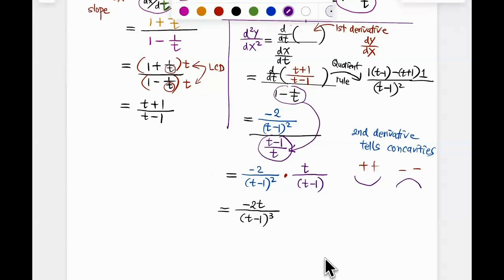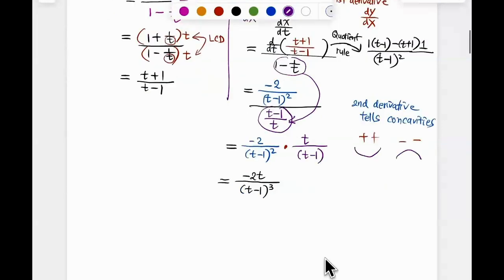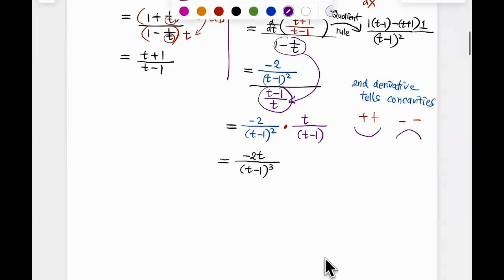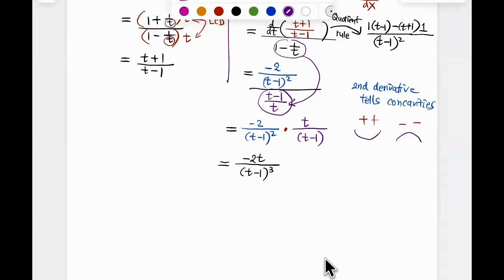Now, in order to see that, let's first want to see where it is concave up, right? So concave up will have the second derivative to be positive. So we're going to solve. We're going to set negative 2t over t minus 1 cubed to be greater than 0 because we want it to be concave up.